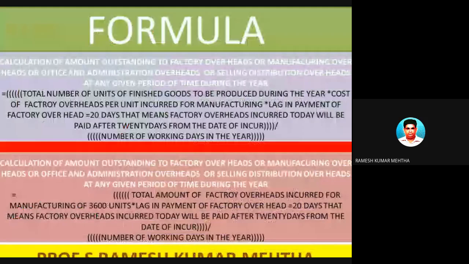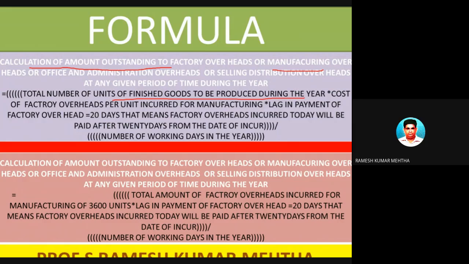You can't carry out this kind of calculation every time because it's a lengthy process. Instead, we will find a suitable formula which addresses our problem. To find the formula for factory overheads at any given period of time, that is manufacturing overheads and so on, just replace these names. The formula is: total number of units to be produced during the year, into cost of factory overheads per unit incurred for manufacturing, into lag in payment of factory overheads, divided by number of working days in a year.